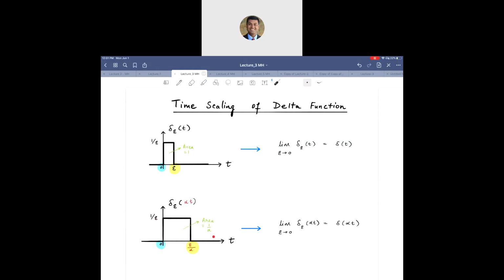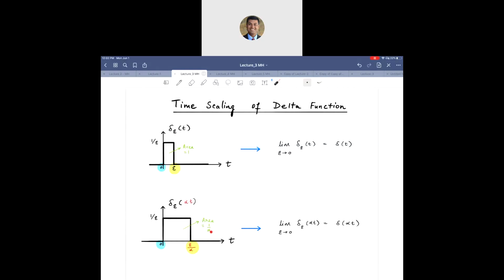Now, because we changed the width, we essentially changed the area as well. Our area is 1 over epsilon multiplied by epsilon over alpha, which is 1 over alpha. Because of that little change, our delta of alpha t is the limit as epsilon tends to 0 of delta sub epsilon of alpha t. You can look at it this way: substitute the new value alpha t instead of t, and you get that identity. Graphically, that is the change we have to make.